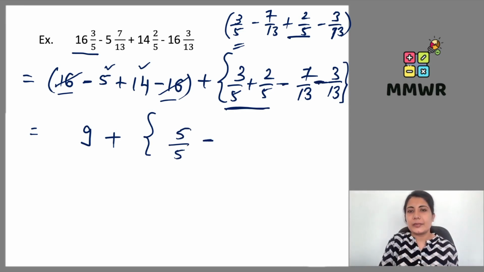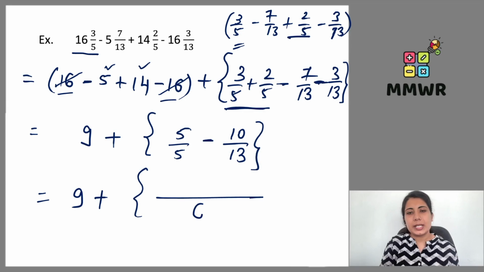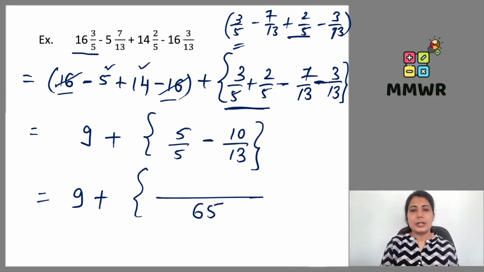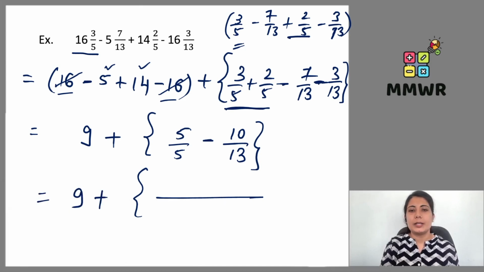Minus 7 minus 3 gives me minus 10 upon 13. Mentally we can do, right? These are all small numbers. So 9 plus, when we take the LCM, this gives me 65 as the LCM, 5 multiplied by 13, right? Or I can simplify, that would be a longer way. I think this should be the best possible way.